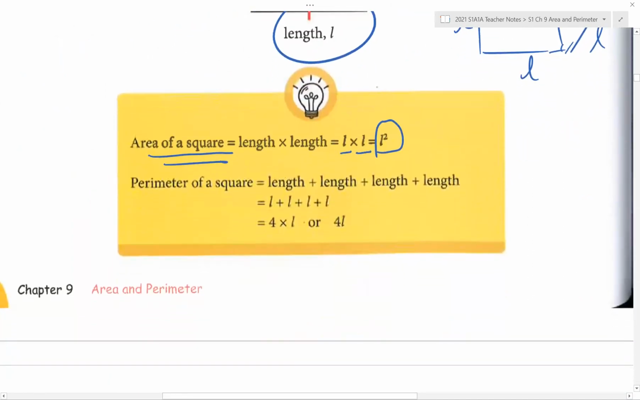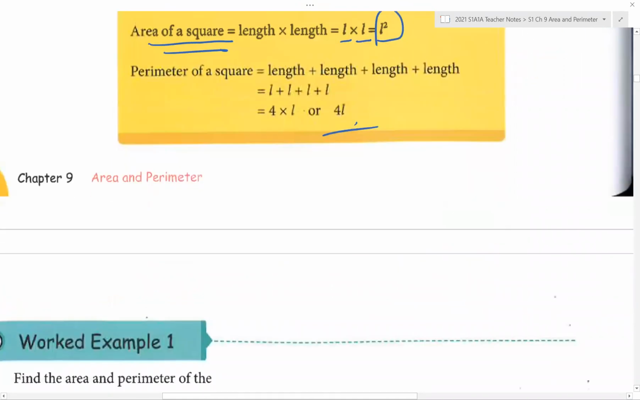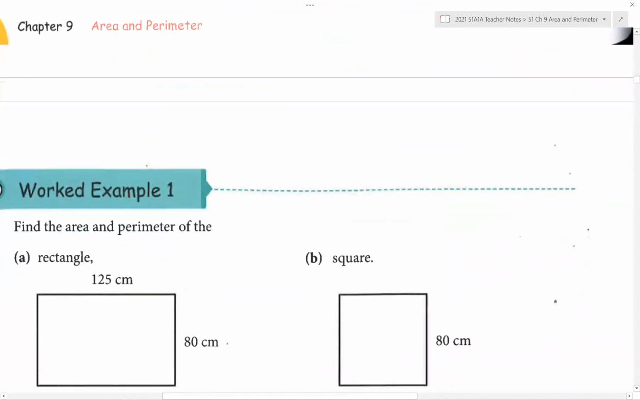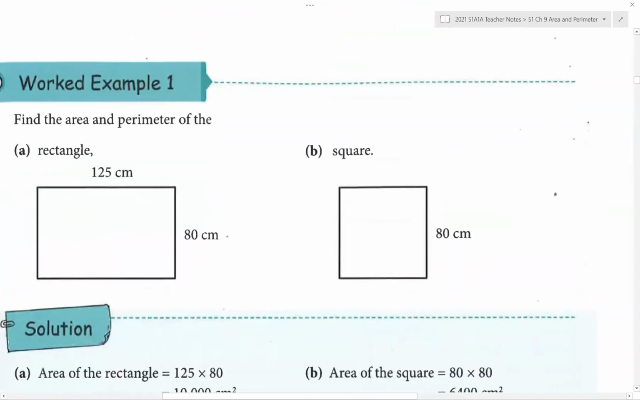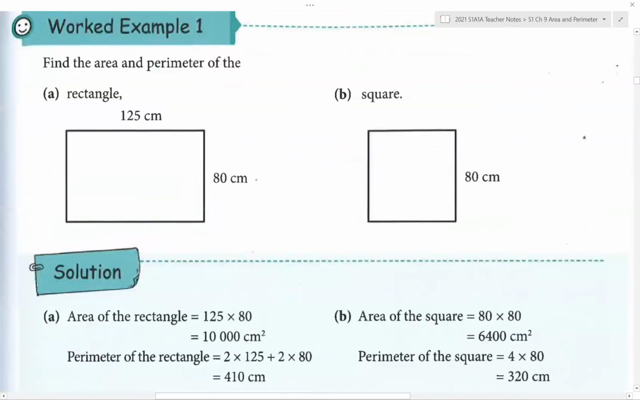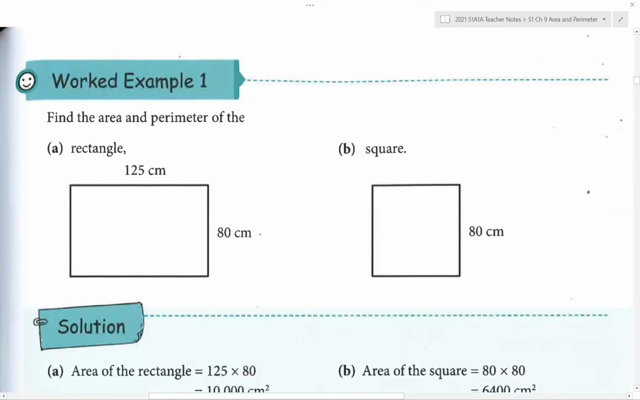Okay, now back to the square. Perimeter of square, there are 4 sides. Each of them will be L, L plus L plus L plus L. How many L altogether? 4L. So the perimeter is just 4L. Now, worked example number 1. No need to do, they have already done it for you. Find the area and perimeter of this rectangle.